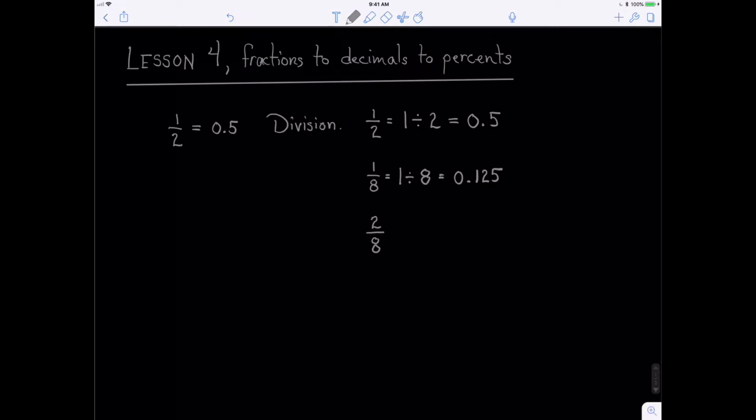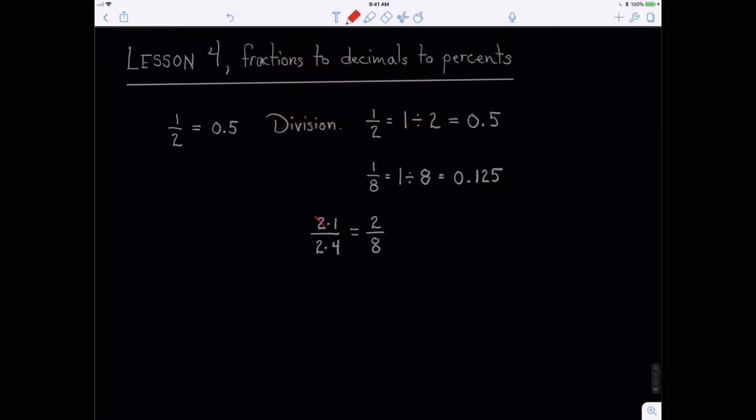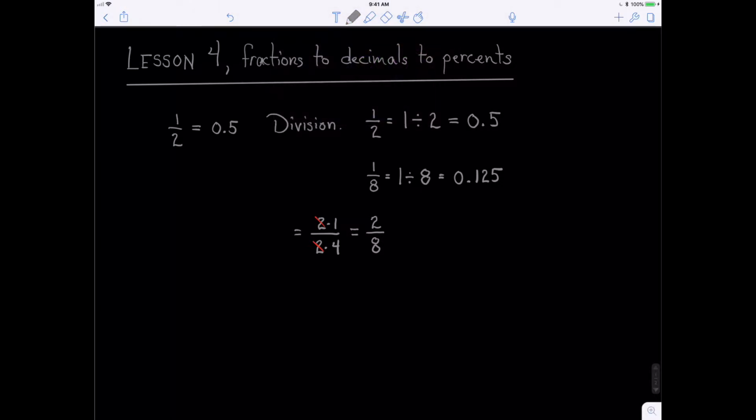Now, there's a couple ways you might come up with this. One thing you might do is notice that 2/8 is the same as 2 times 1 over 2 times 4. And so you could cancel the 2's, and then you realize that you're left with the fraction 1/4. So now you can do two different things.